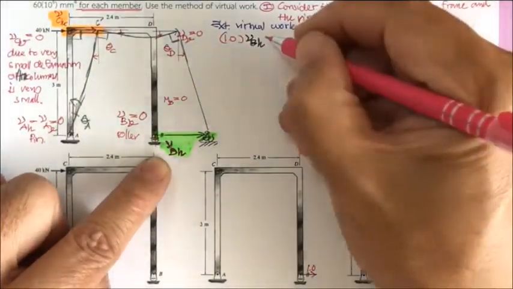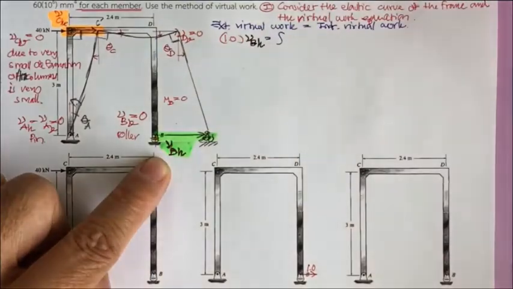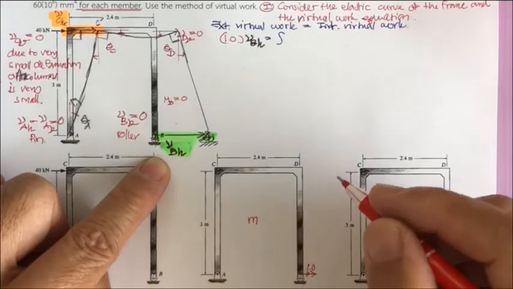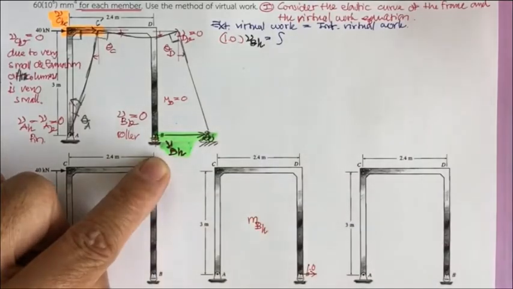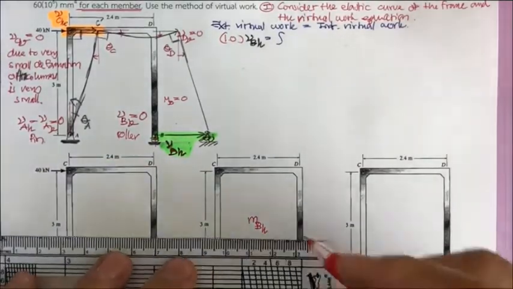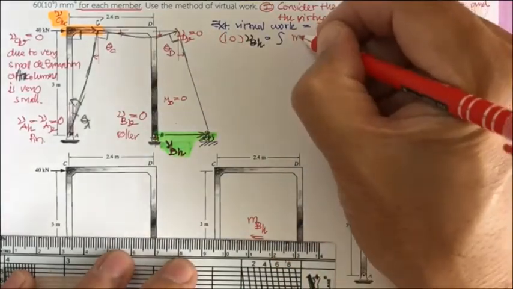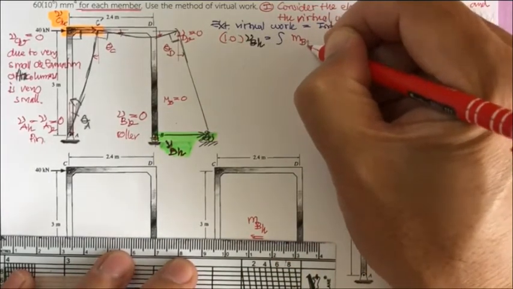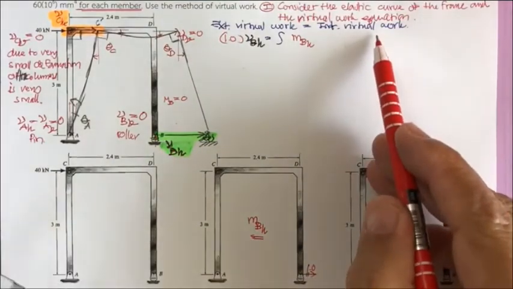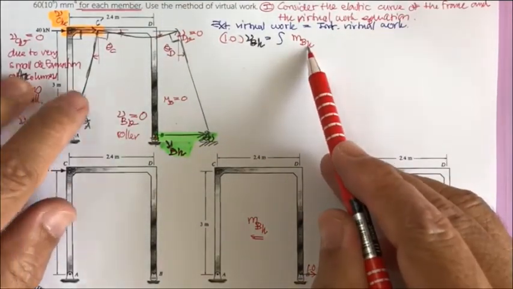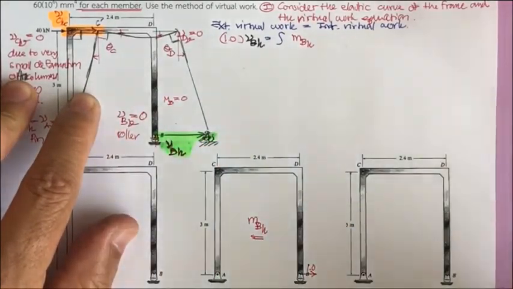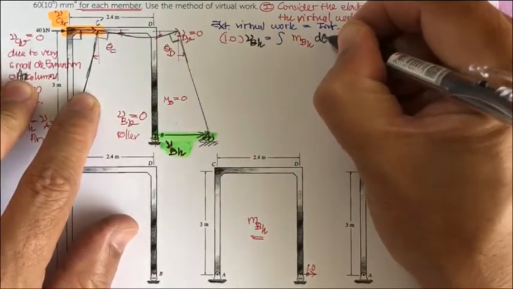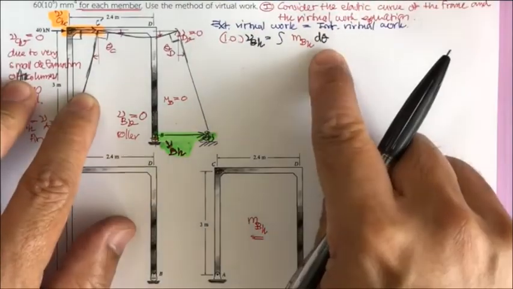And this is going to be equal to the integration of what? This 1 unit force is going to produce the moment in every segment of the frame. Let's call it M sub BH. The M sub BH is also going to produce the virtual work times the deformation of the frame. The moment is supposed to be times the slope to produce the work.